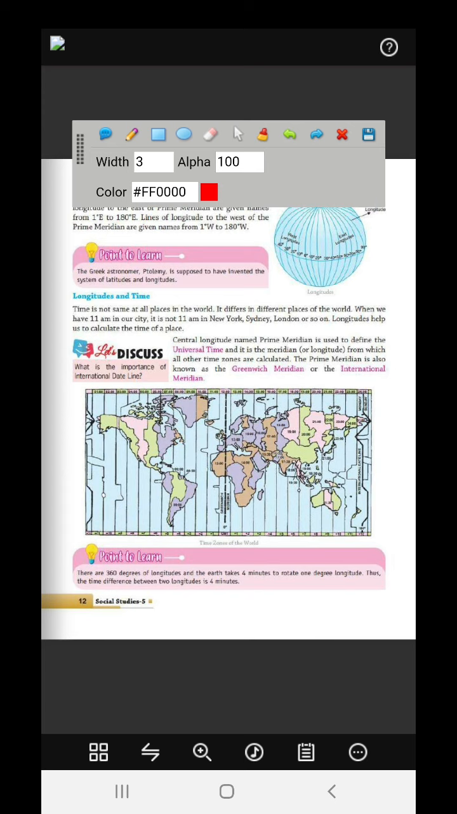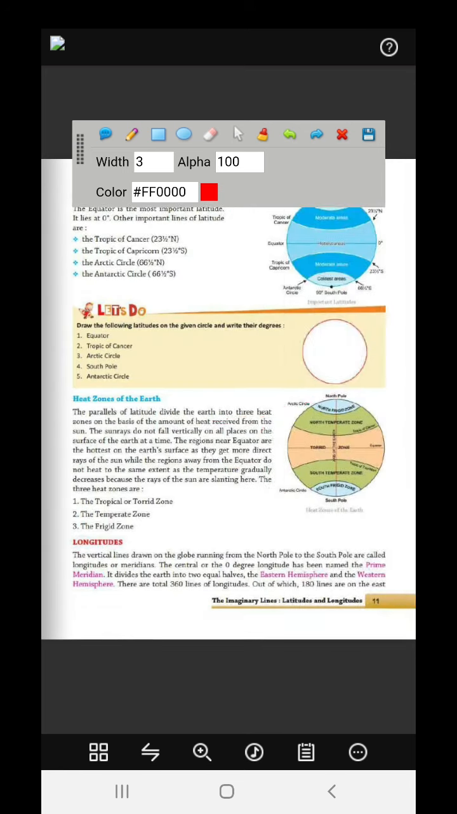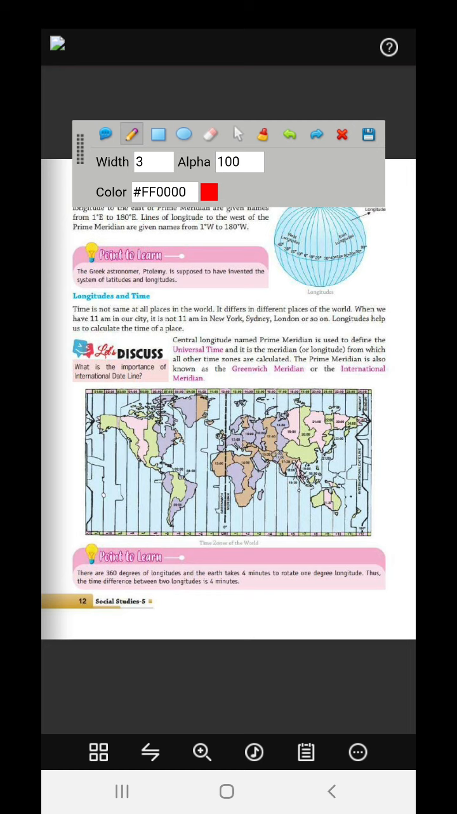So now next, longitude and time. The time is not the same at all places on the earth. We may have 11 a.m. in our city, but not 11 a.m. in New York or Sydney or London. So longitude helps us calculate the time of a place. The central longitude, named the prime meridian, is used to define the universal time, and the other time zones are also calculated from it. The prime meridian is also known as the Greenwich meridian or the international meridian.